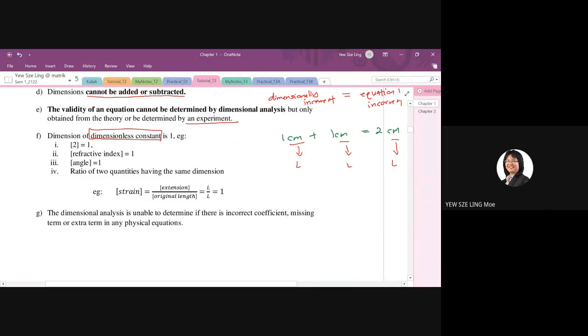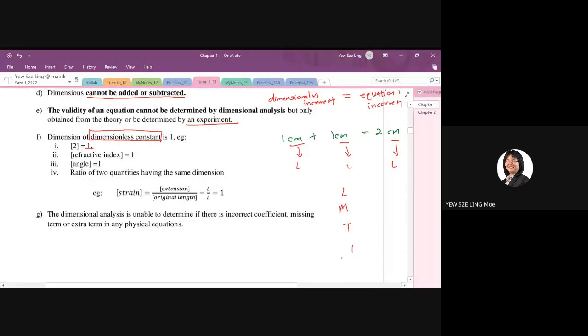Okay, so in that case, we say the dimension of those constants is equal to 1. If you have a constant value 2 in the equation, when you want to do dimensional analysis, you assume it is equal to 1. So other than L, M, T, sometimes we use 1. Why? Because they are dimensionless.